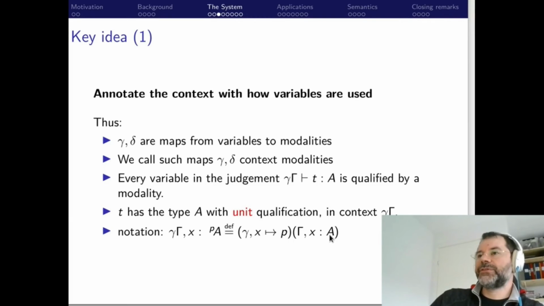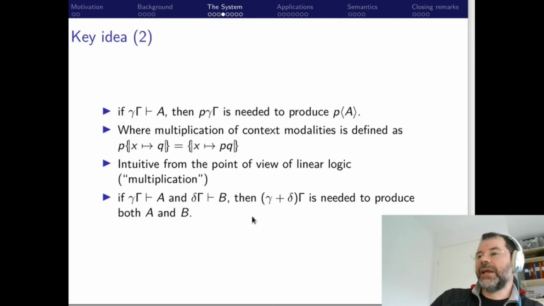Formally, what we do is to change the judgment so that it includes this little gamma here. It is a map from variable names to modalities. An important thing to note is that the resulting type A in the judgment has a unit modality. This unit modality will be interpreted differently depending on the application, but I can already say that it acts as a default modality. To produce A with another modality, say PA here, we need to multiply the modality context by P. That is, we multiply every modality in the context by P.